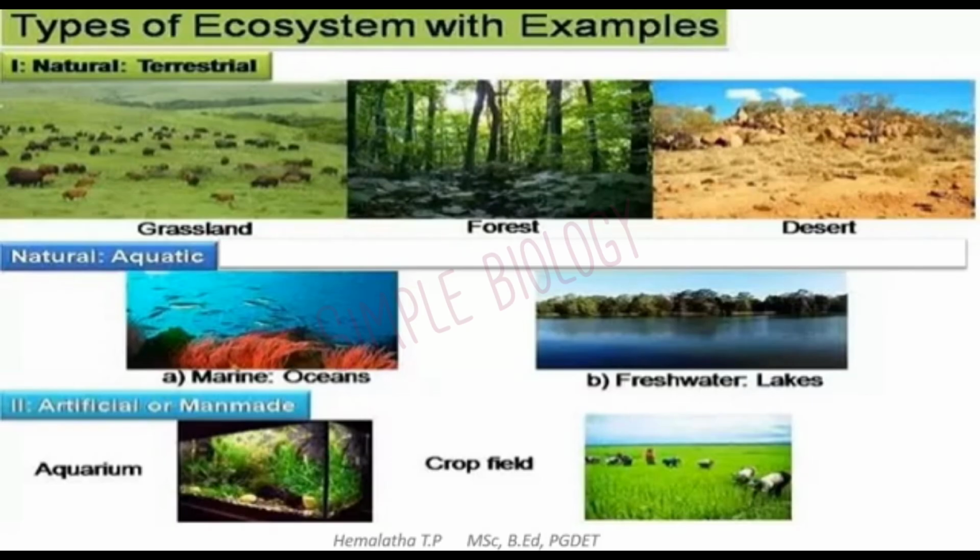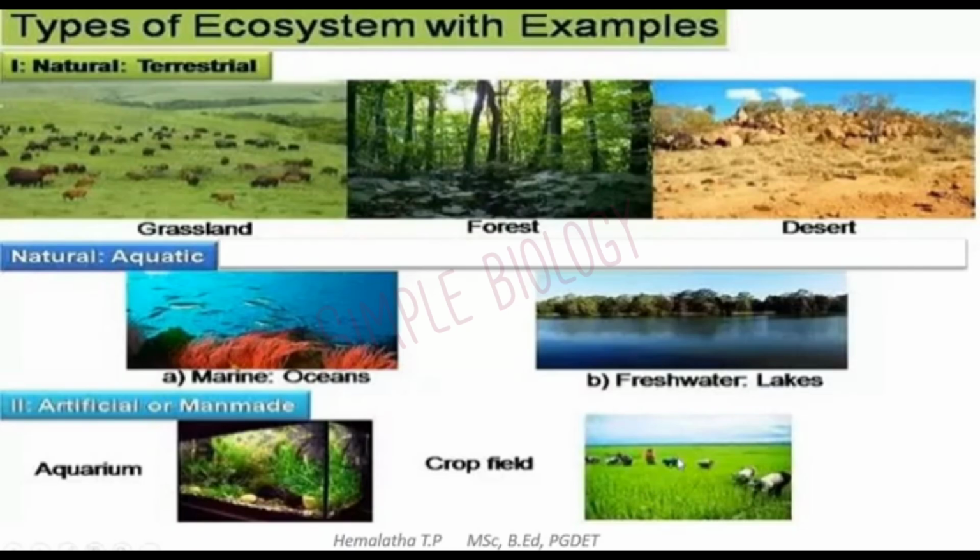Examples for such artificial ecosystems are the aquarium and the crop field. In the aquarium, what is present? The fishes and some plants are present, which are living things, and non-living things such as stones, pebbles, light and temperature form the non-living part.